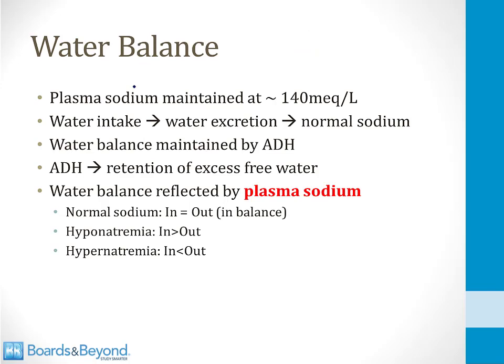Now we're ready to begin our discussion of sodium and water balance, and let's start by talking about water balance. So the plasma sodium concentration is maintained by the body at about 140 milliequivalents per liter. To maintain this concentration, anytime you take in water, that water must be excreted so that the sodium level stays normal. And our water balance is maintained by antidiuretic hormone. ADH release leads to retention of excess free water, so the body modifies the amount of ADH in order to modify the amount of water that is being excreted.